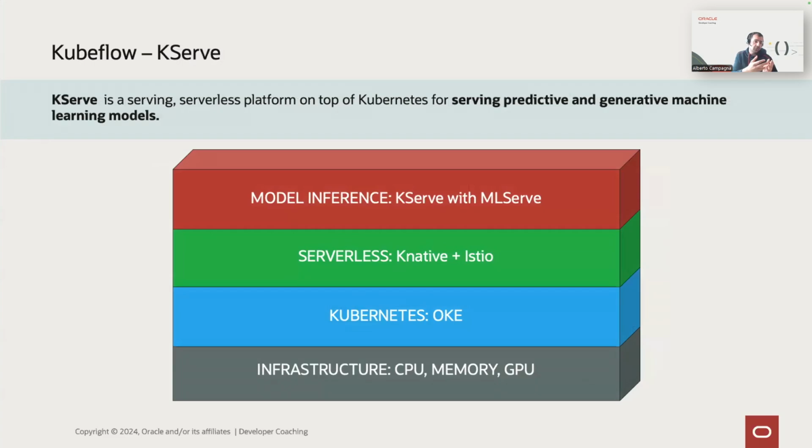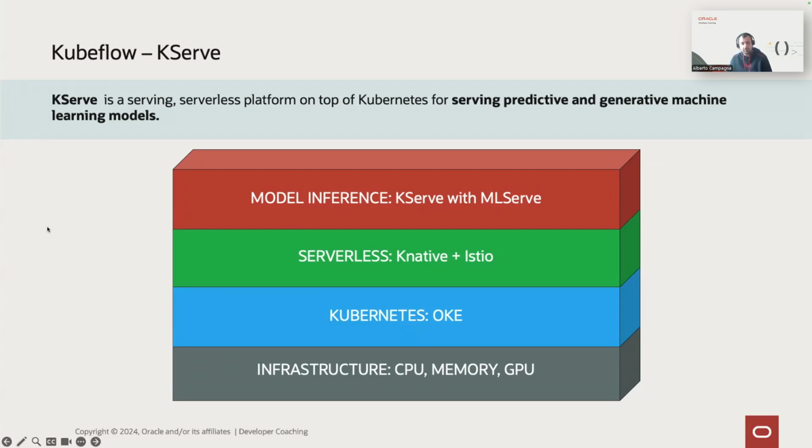Then, okay, we have seen how to train the model, and then we need to infer the model. And for that, there is Kserve, a serverless serving platform that runs on top of Kubernetes for serving predictive and generative machine learning models.